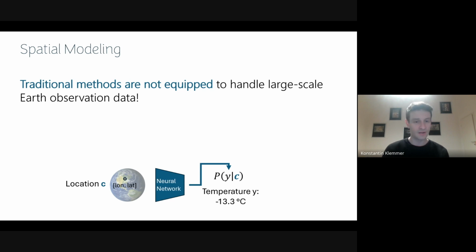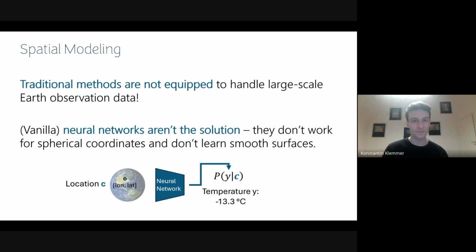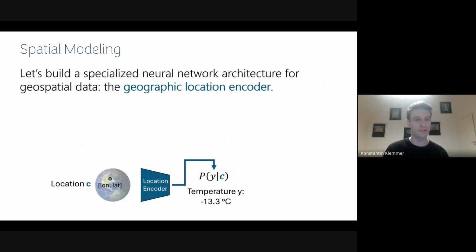And now we're machine learning people, so our intuition might be that we can just replace the GP with a neural network, right? So you just throw a neural network at the data and everything is solved. However, this also has a few problems, right? Vanilla neural networks can also not process spherical coordinates very well. And the second problem with NNs is that they're not necessarily equipped to learn these kind of smooth spatial surfaces that we would want to see. So the idea of my work is, maybe there's a way to build specialized neural network architectures for this sort of geospatial data.